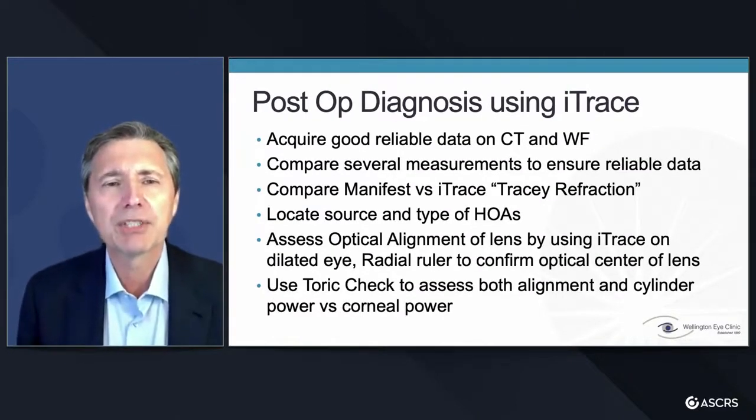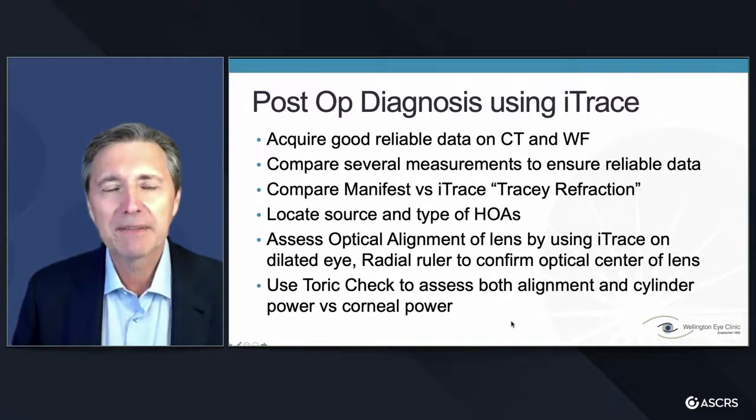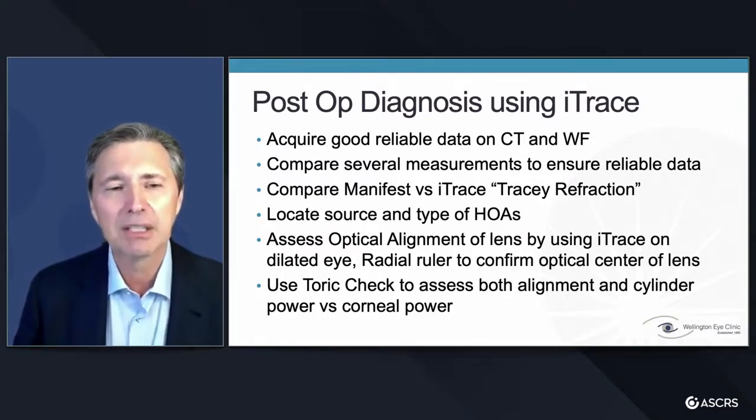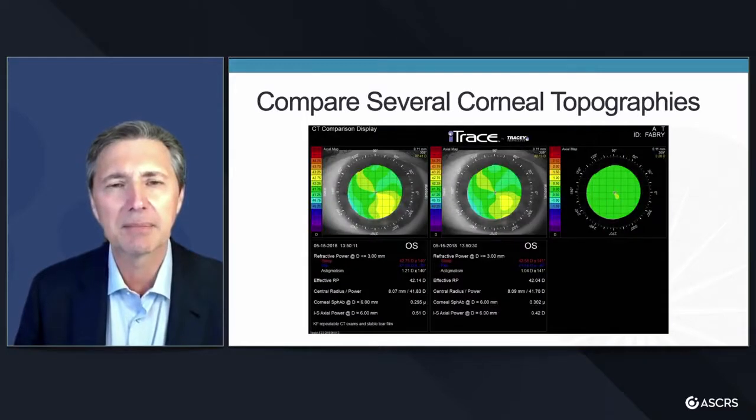So the first thing to do is acquire good, reliable data on corneal topography and wavefront using the iTrace. Compare several measurements to ensure that the data is reliable. Compare the manifest versus the iTrace refraction. Locate the source and the type of higher order aberrations. Assess the optical alignment of the lens by using the iTrace on the dilated eye, using the radial ruler to confirm optical center of the lens, and then use the toric check to assess both alignment and the power of the IOL's cylinder.